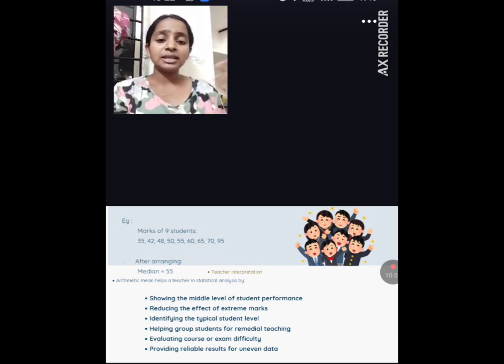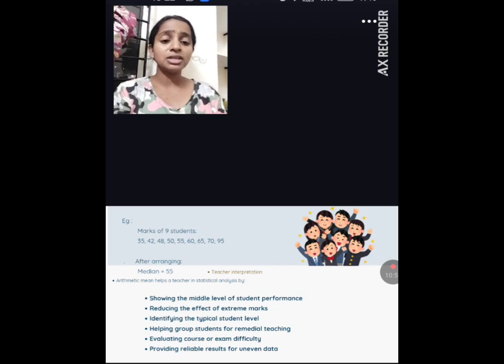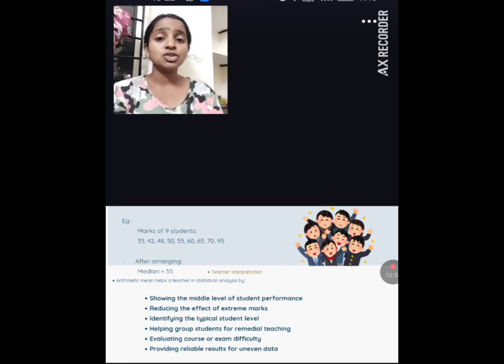Next is providing reliable results for uneven data. So this is how the median helps the teachers to analyze the scores of the students.